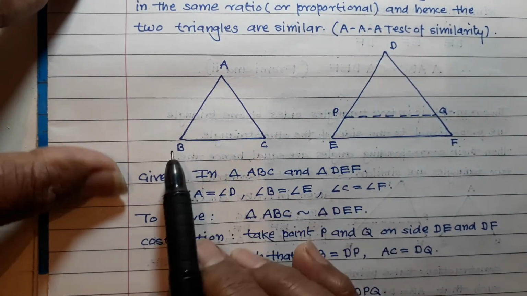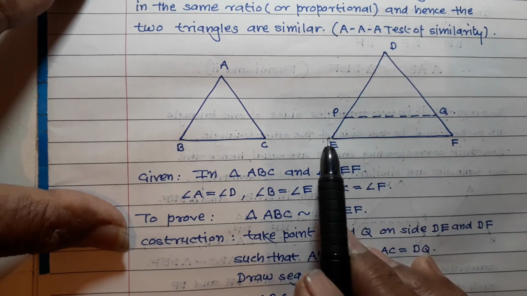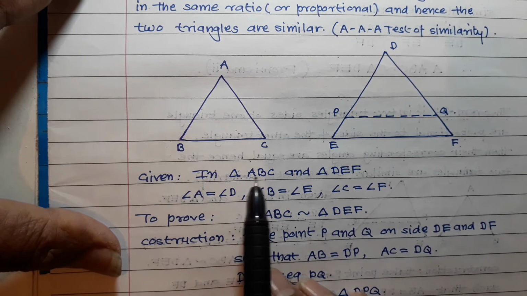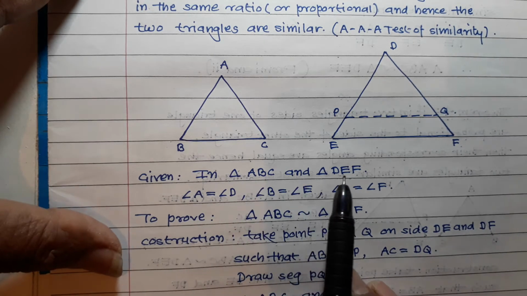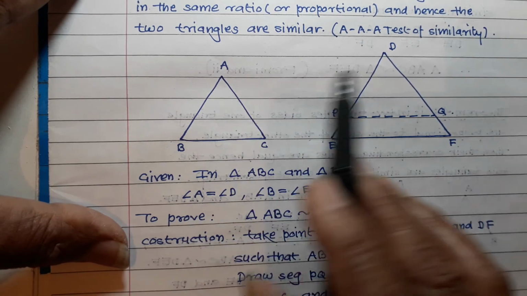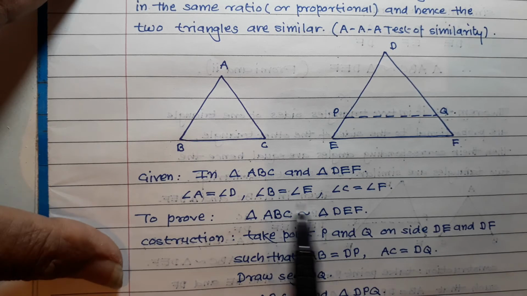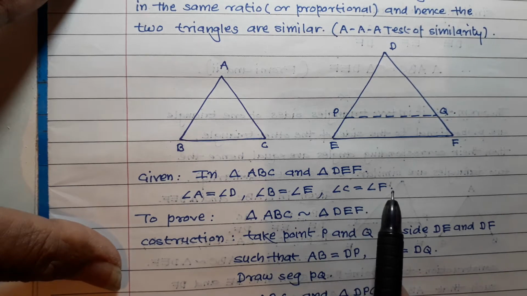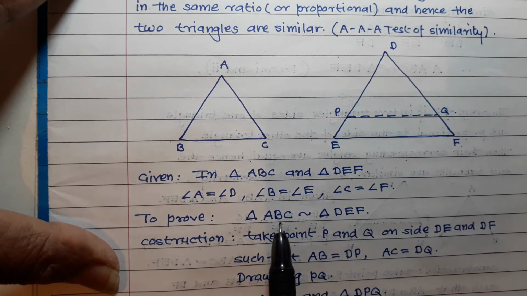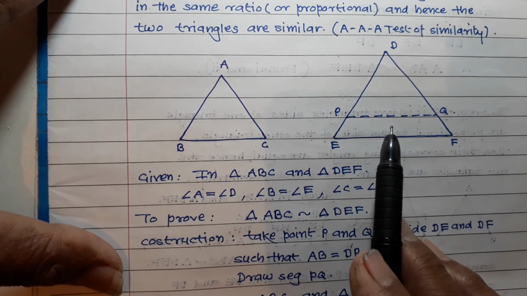Now this is triangle ABC and this is triangle DEF. Given: in triangle ABC and triangle DEF, angle A is equal to angle D, angle B is equal to angle E, and angle C is equal to angle F. Now to prove: triangle ABC is similar to triangle DEF.